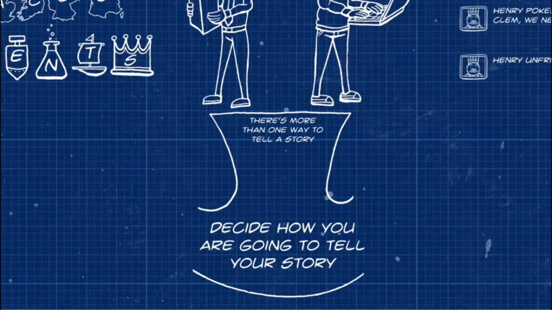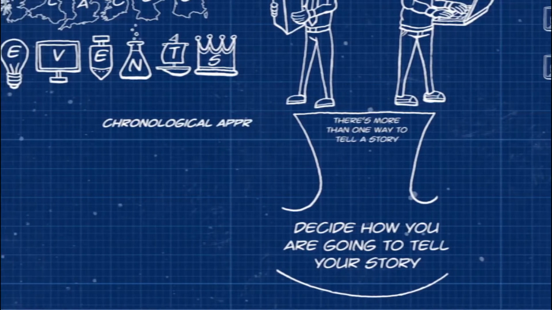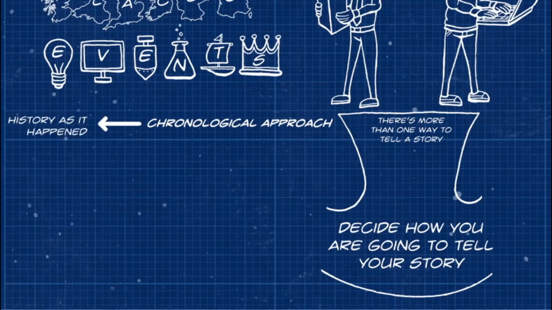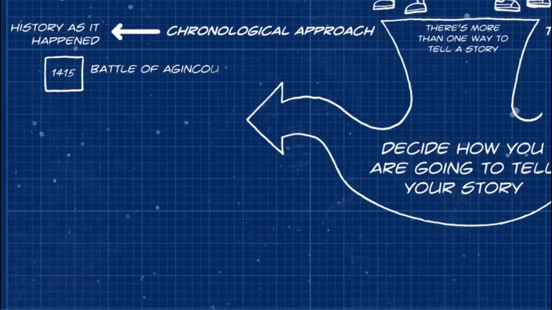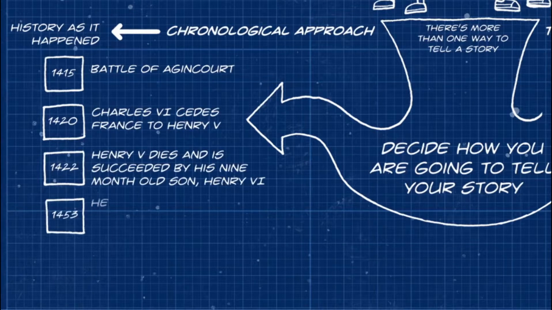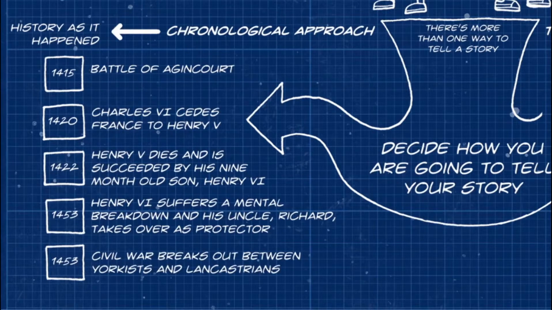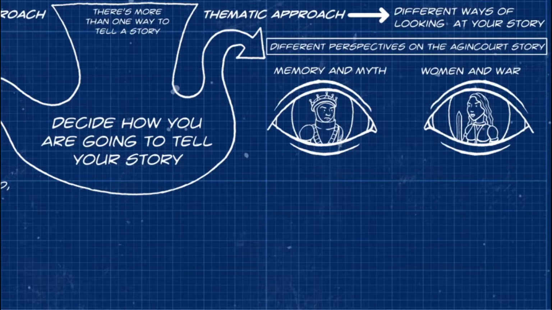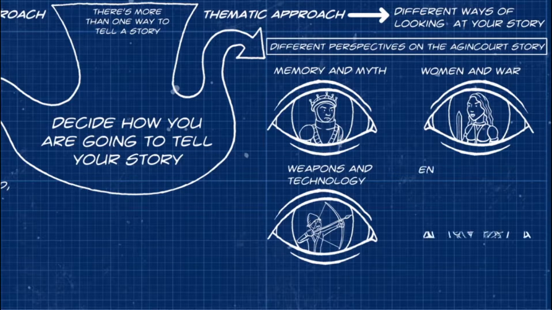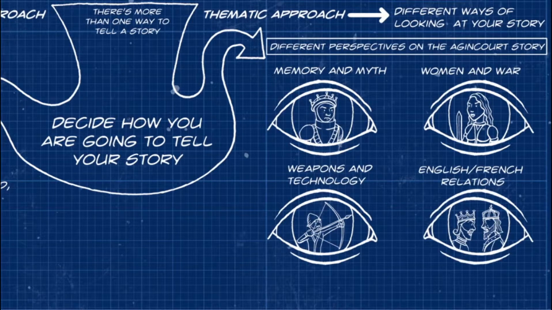You can either approach your story in date order, a chronological exhibition, or by looking at different perspectives on your story, what is called a thematic approach. For example, you could explore the 15th century by listing key events, or by looking at particular themes, such as memory and myth, women and war, weapons and technology, or English-French relations.